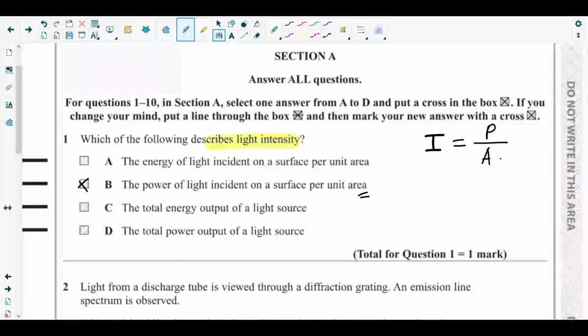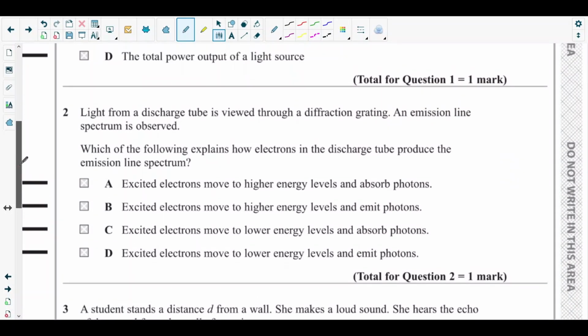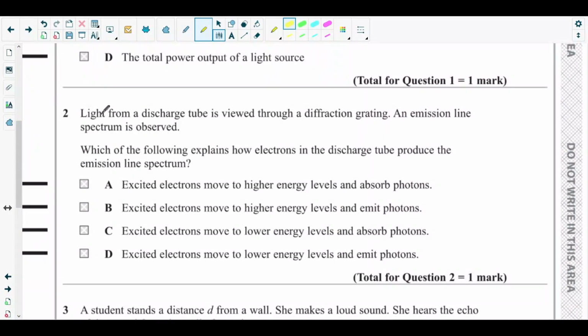Okay. Next is multiple choice question number 2. The question says light from a discharge tube is viewed through a diffraction grating. An emission line spectrum is observed. Which of the following explains how electrons in the discharge tube produce the emission line spectrum?